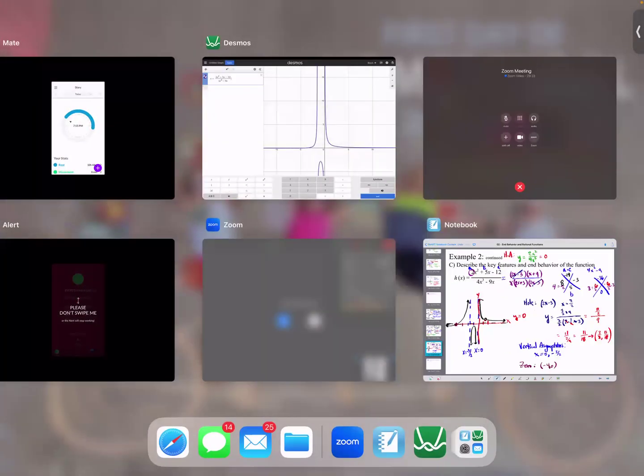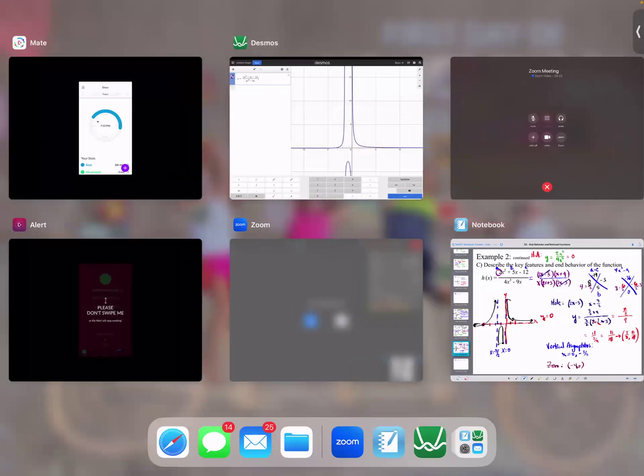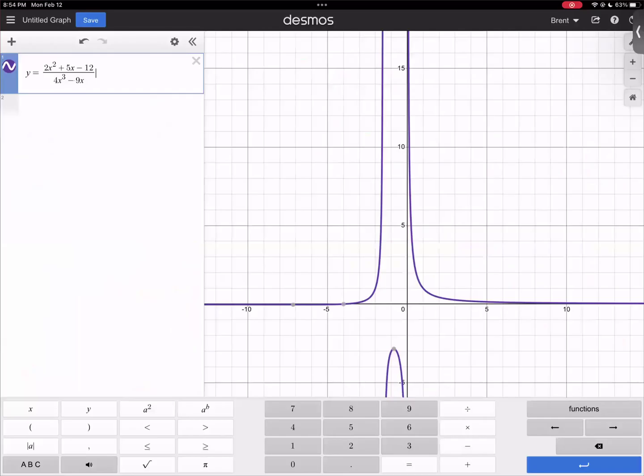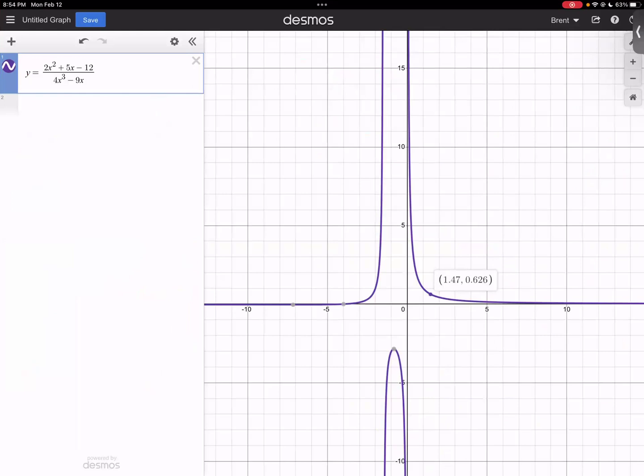Let me make sure I have that right. Yeah. And so this should have a hole at whatever. There it is right there. Negative 1 or positive 1.5, or 3 halves. That's where our hole was.